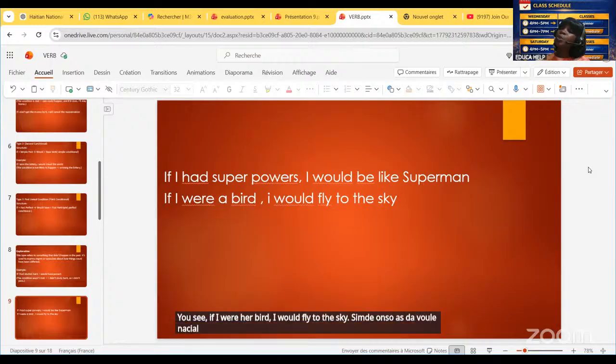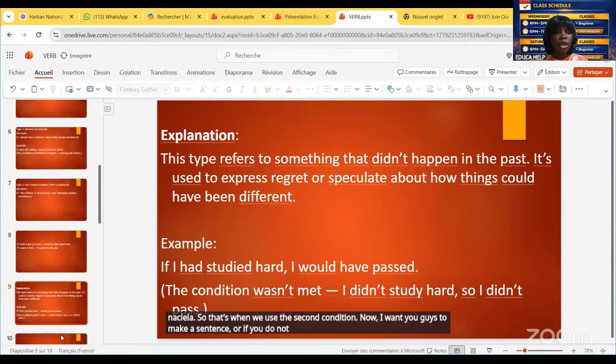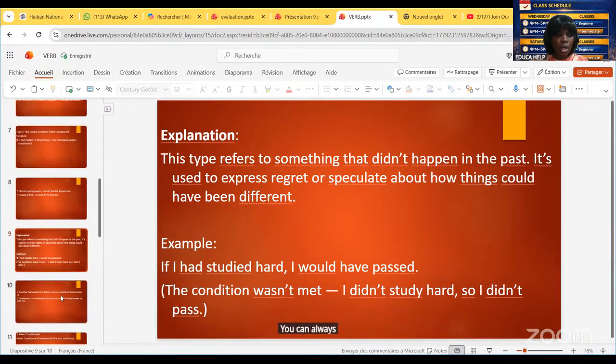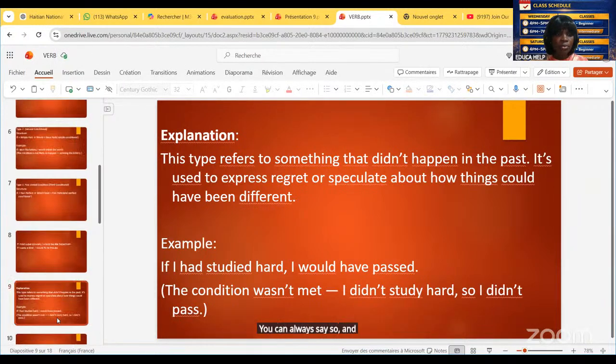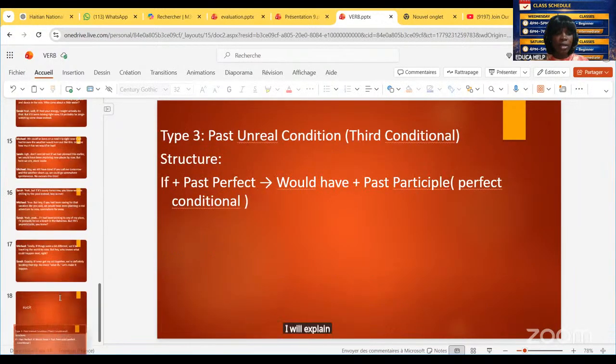So that's when we use the second conditional. Now I want you guys to make a sentence, or if you do not understand, you can always say so, and I will explain again, okay?